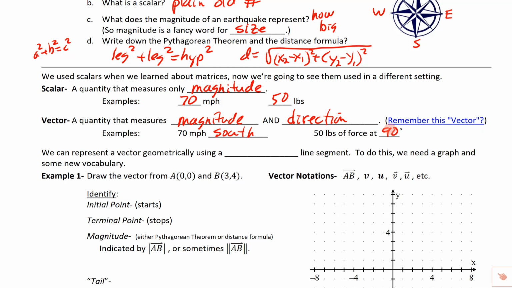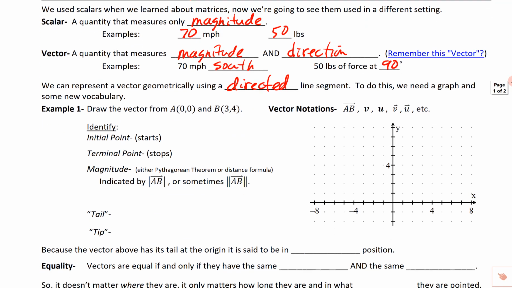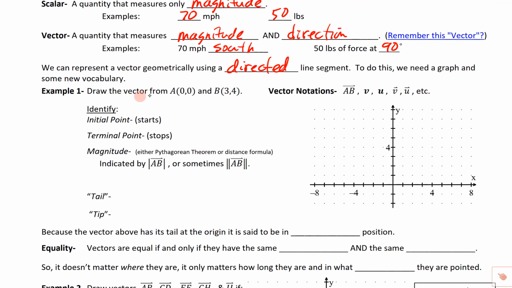Now we can represent a vector geometrically, so we can draw pictures of this using what we'll call a directed line segment. And in order to do this, we need some new vocabulary. So it says draw the vector from A, which is 0, 0, to B, which is 3, 4. So I'm going to go ahead and put those points on here. So we're going to put A right there, and then 3, 4. So this is over 3 and up 4. This is B.